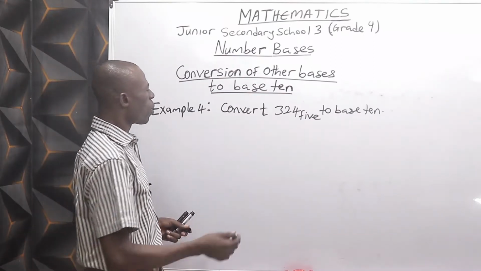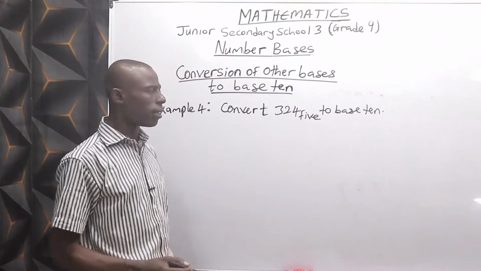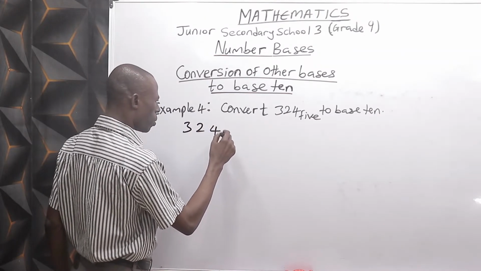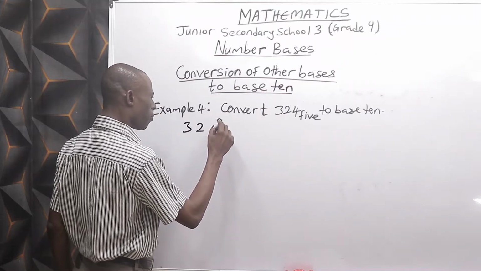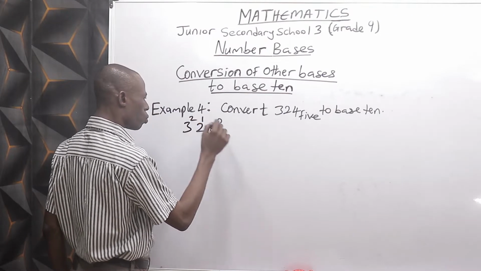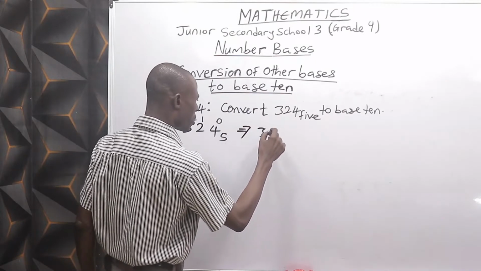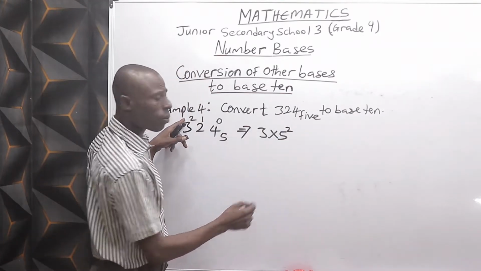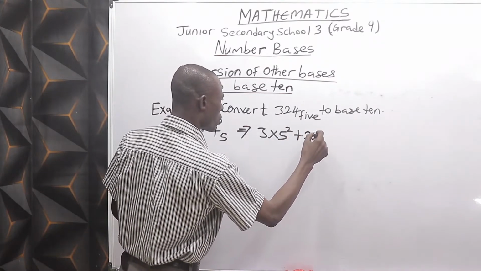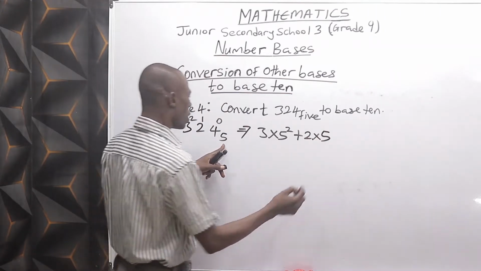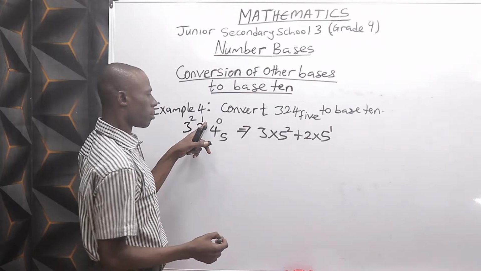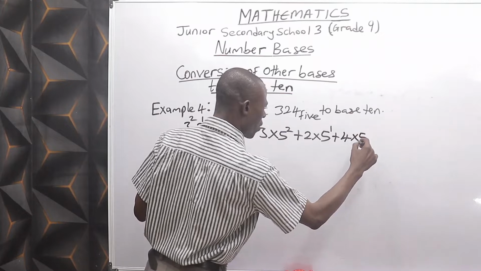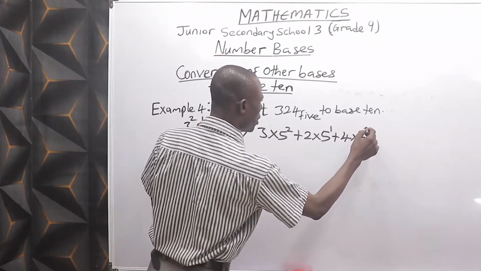Example 4. Convert 324 base 5 to base 10. We write 324 base 5. We assign the power from the back: 0, 1, 2. And this gives us 3 times the base 5 raised to the power 2 assigned to it, plus 2 times the base 5 raised to power 1, plus 4 times the base 5 raised to power 0.